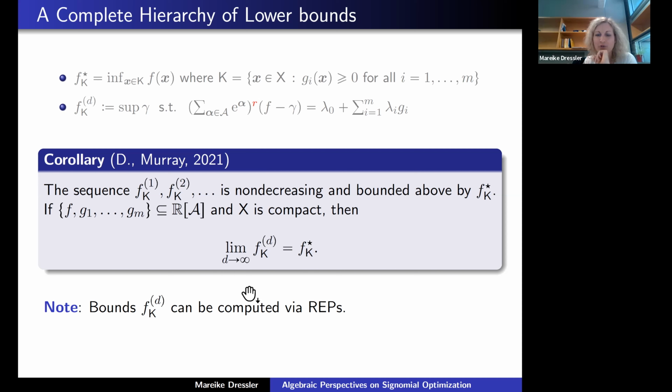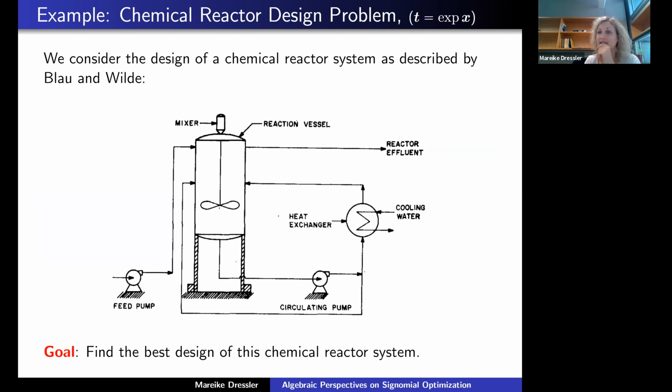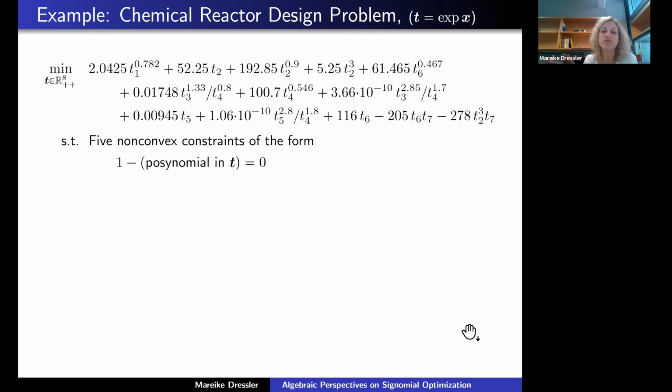All right, in the last maybe 2 minutes, I discuss an example of a chemical reactor design. So here we have a reactor, exchanger, pump system. And our goal is to find the best design of this chemical reactor system. So we optimize the design while meeting some criteria. For instance, we want to minimize the cost or we want to maximize the profit. And this leads to this really proper signomial program, which looks like so.